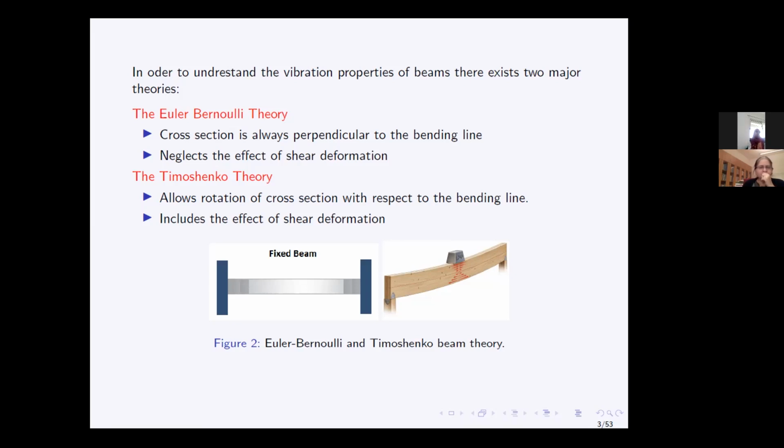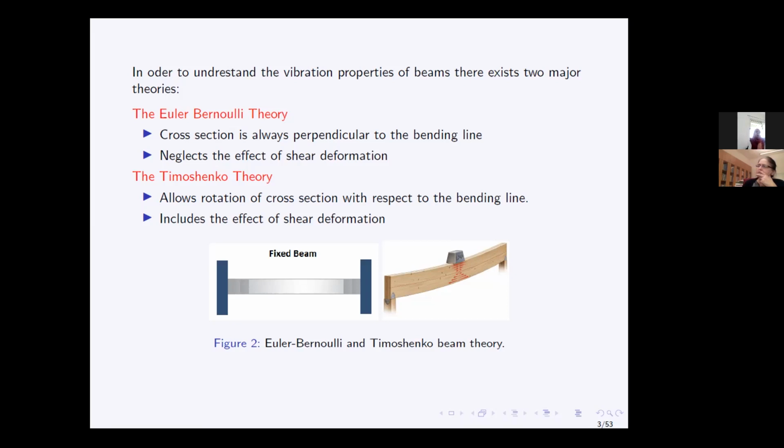So for the Timoshenko theory, it does not assume that the cross-section is always perpendicular, while it takes into account another value of the rotation angle. So it allows rotation of the cross-section with respect to the bending line. And also it includes the effect of shear deformation.